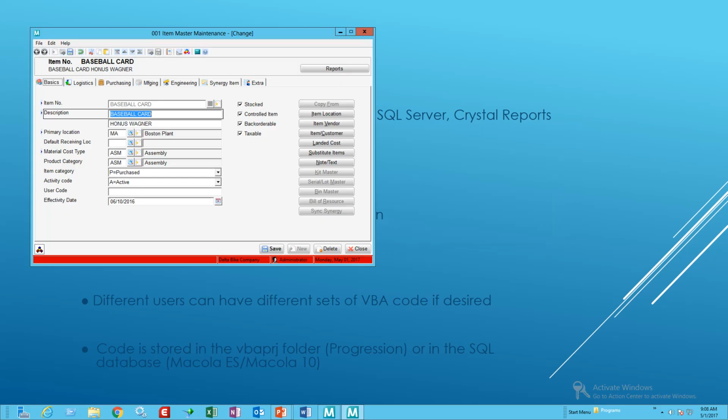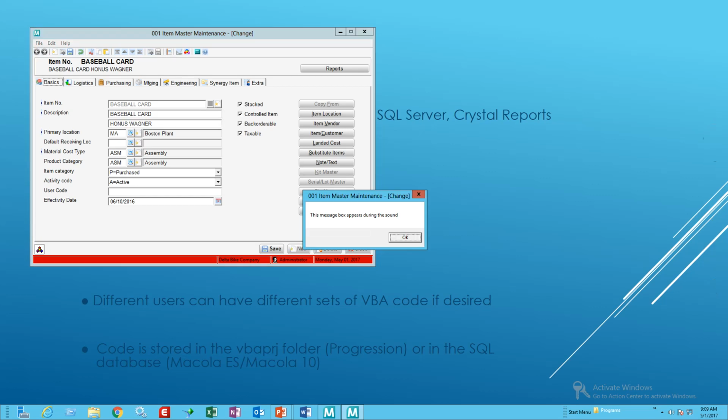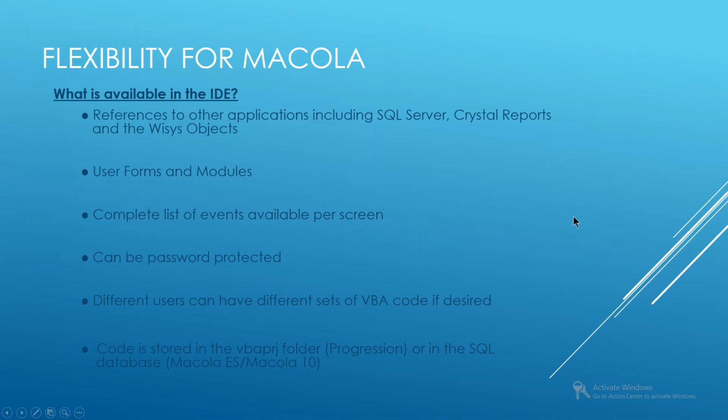I'm going to show you a little silly thing here that I did 10 years ago as a joke. I told a customer I could make Macola play the national anthem. And he's like, yeah, right, okay. So I wrote the code on the description got focus event to play the national anthem. So here we go. I'm going to tab through the field. No, I'm not going to make you listen to the whole national anthem, but you got the idea.